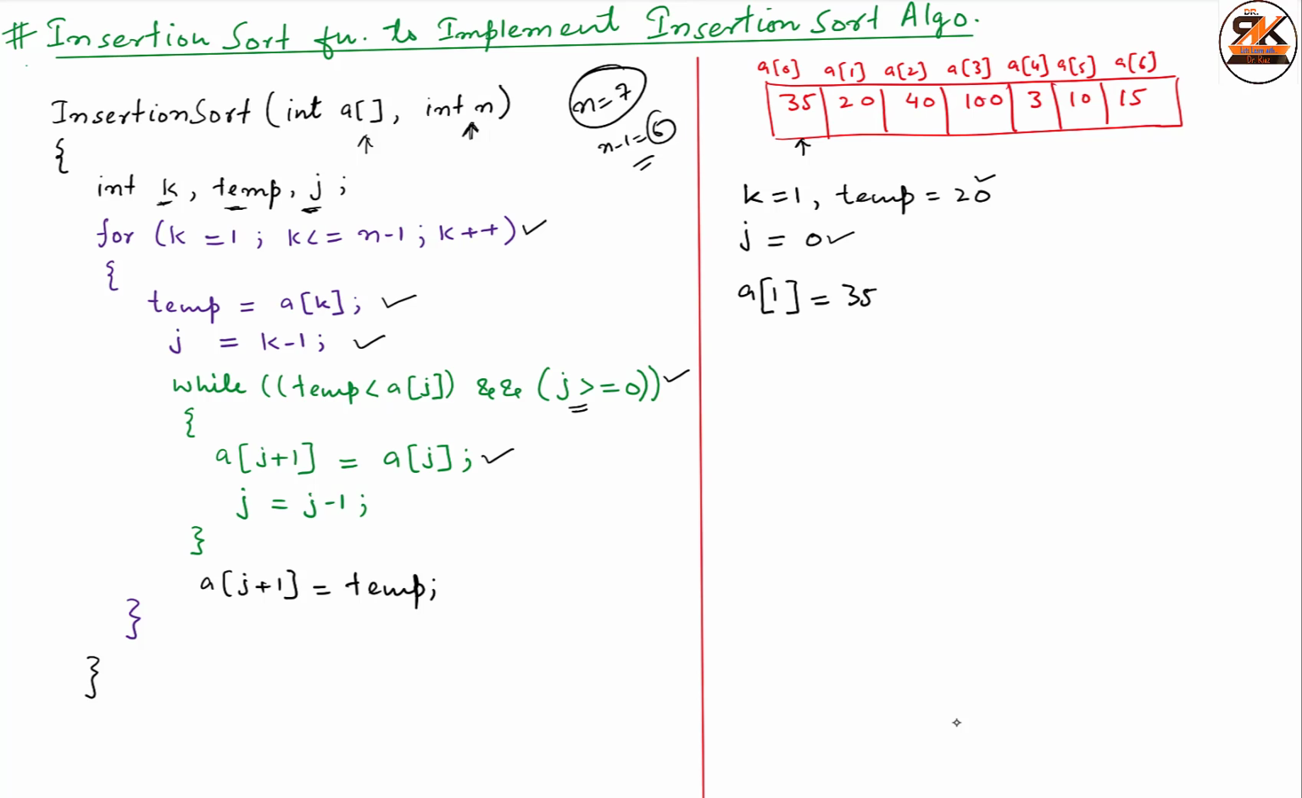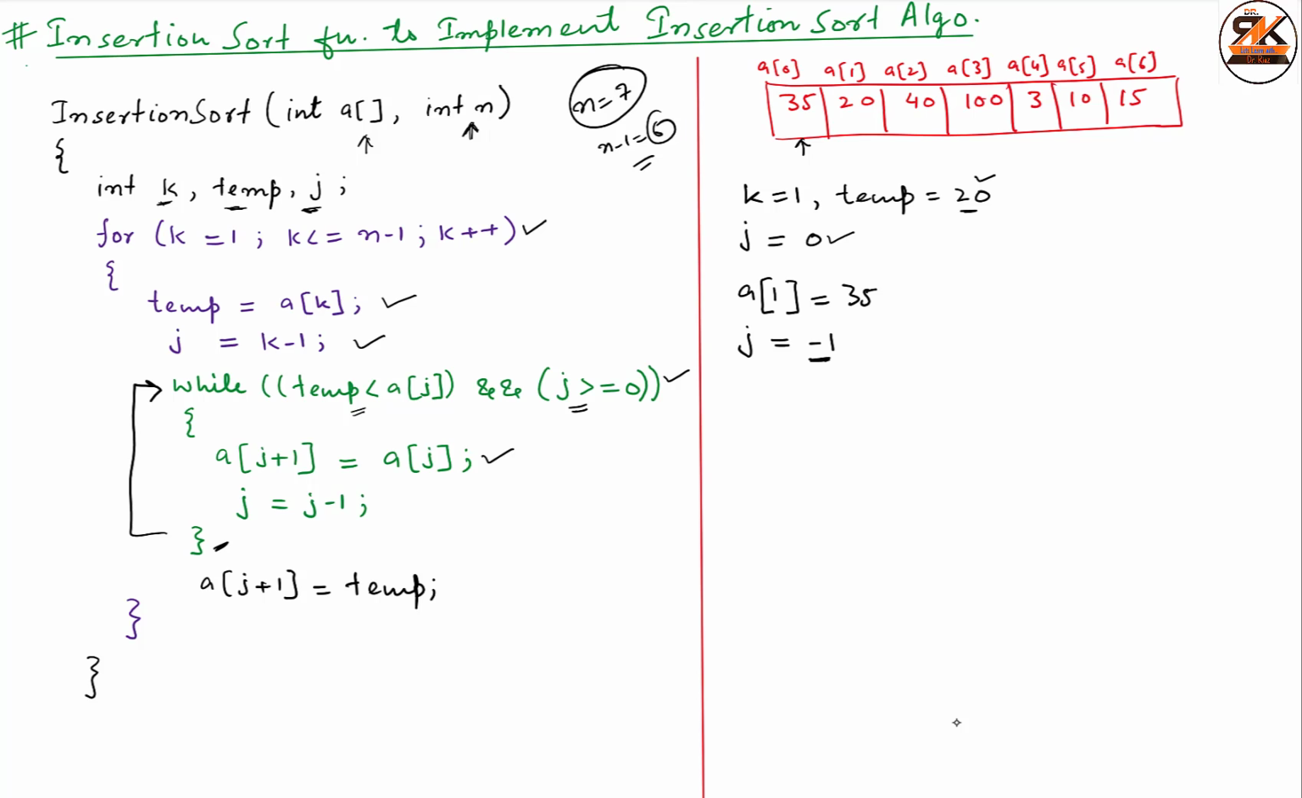Okay, so a of 1 will have value 35, and j will be decremented as j equal to j minus 1. Earlier we had the value of j as 0, so j will become 0 minus 1, which is minus 1. Then we will reach this point and go back to the while loop again. Fine, and here this condition will be checked whether temp is less than a of j. Temp has value 20. Is it less than a of minus 1? A of j is a of minus 1, that is invalid.